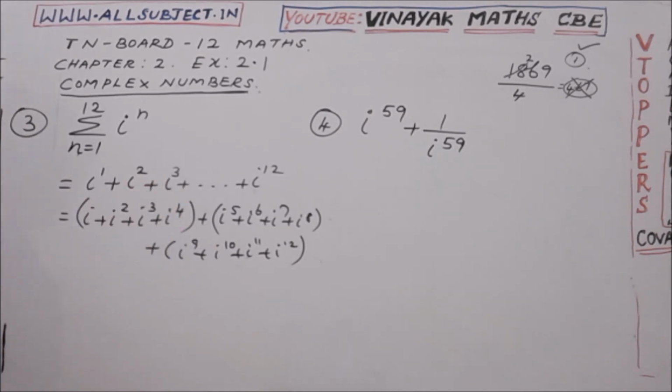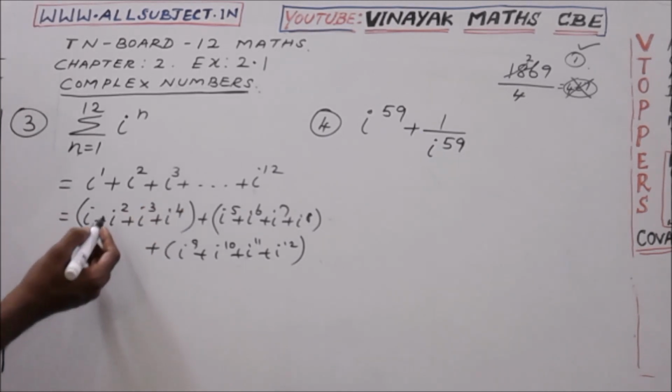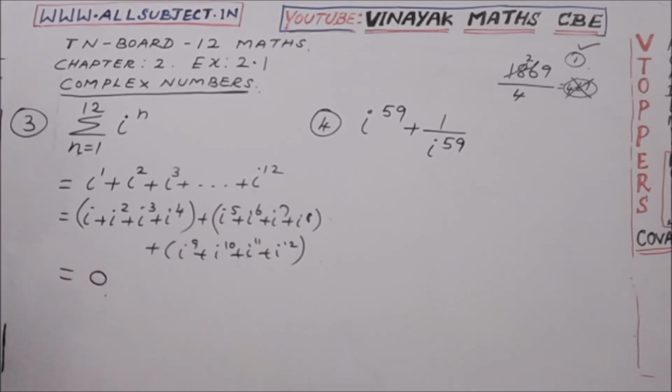So when consecutive powers of i appear, the sum of the 4 terms becomes 0. In this case 0 plus 0 plus 0, so totally the answer is 0. Therefore the sum of i^n, n equal to 1 to 12, is equal to 0.